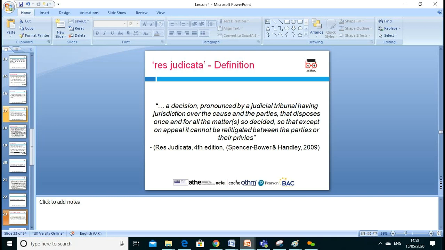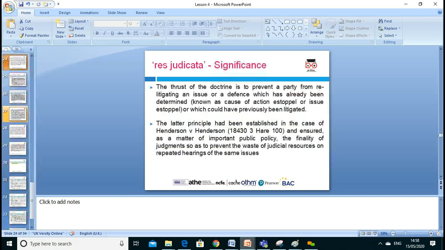So we can look around this. What is meant by the definition? The decision is the decision pronounced by the judicial tribunal having jurisdiction, so this is about jurisdiction. The word res, yes, judicata relates to jurisdiction. The thrust of the doctrine is to prevent a party from litigating an issue or defense which has already been determined.